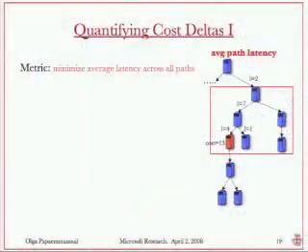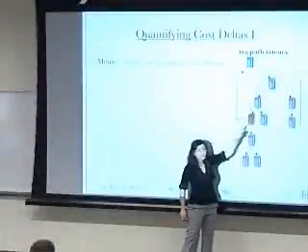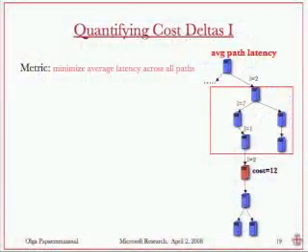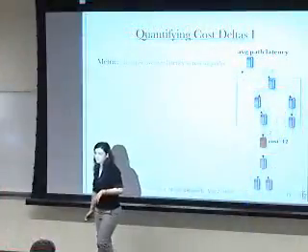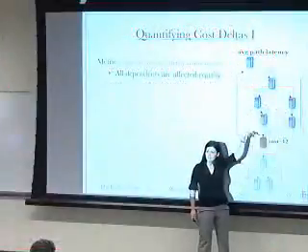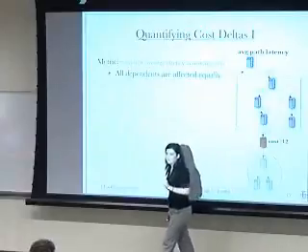Let's assume I want to minimize the average path latency. And now the cost of the red node here is going to be 13, the sum of the link latencies. And we want to see how this change, which reduces its cost by 1, will affect the global performance. Now, everyone in the subtree will be affected equally, because this is an additive aggregation over the path, right?